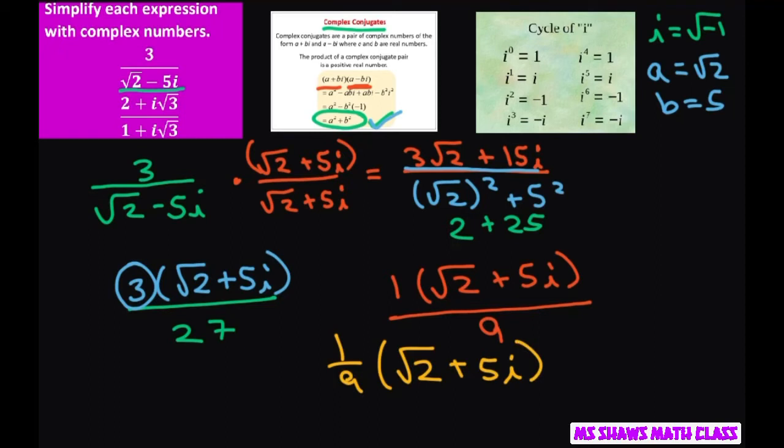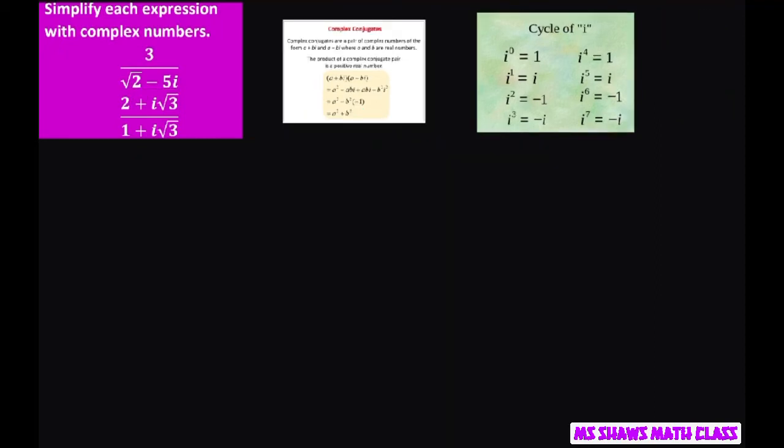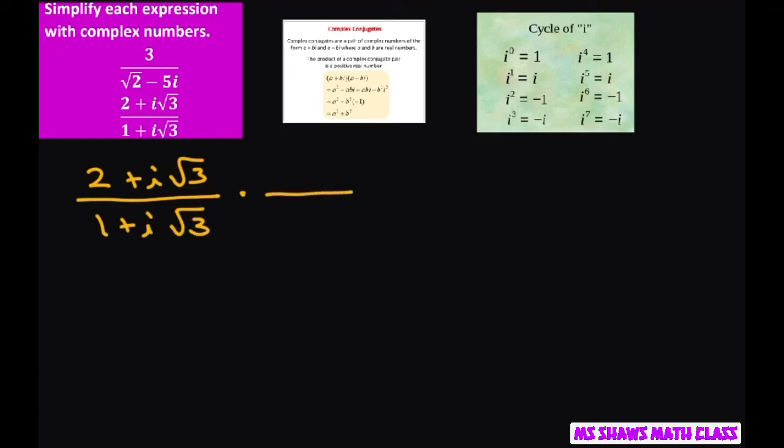Now let's try the second one. The second one looks a little more complicated. So we have 2 plus i square root of 3 divided by 1 plus i square root of 3. So multiplying by the conjugate, the denominator, you get 1 minus i square root of 3. You always write the i in front of the radical. You don't want to write it after the radical, because sometimes when we're writing real fast, it looks like it's underneath that radical. That's why we just, by convention, write it in front.